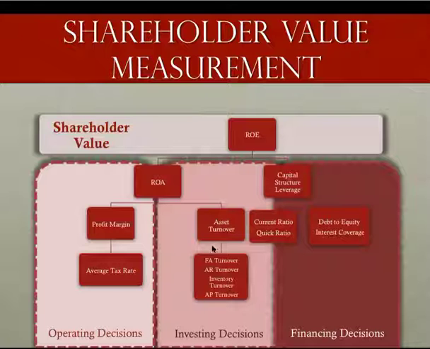We can measure investing decisions through asset turnover, which looks at all assets, or we can look at individual categories, fixed assets, and then working capital, accounts receivable, inventory, and accounts payable. From the capital structure leverage ratio, we can measure a mix of investing and financing decisions through the current ratio and quick ratio, which both look at current assets, or where your money's tied up, but they compare those to the current liabilities. Finally, the debt to equity and the interest coverage ratios are measures of financing decisions. Now with this introduction, let's dive deeper into each of these ratios.